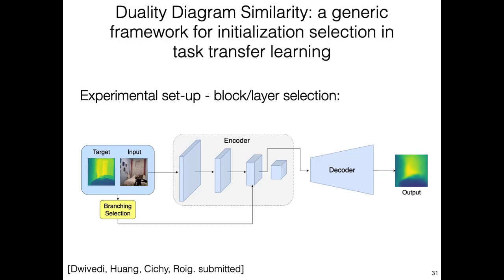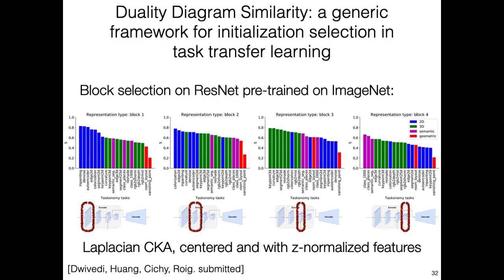We also use this same setup, but now instead of doing model selection, we have another assumption: what if we have only one model and we want to do layer selection? So we can do exactly the same approach. And what we do is we take a ResNet pre-trained on ImageNet, and we compute the similarity scores using taxonomy models, and we find that the output of the first block is more related to 2D tasks.